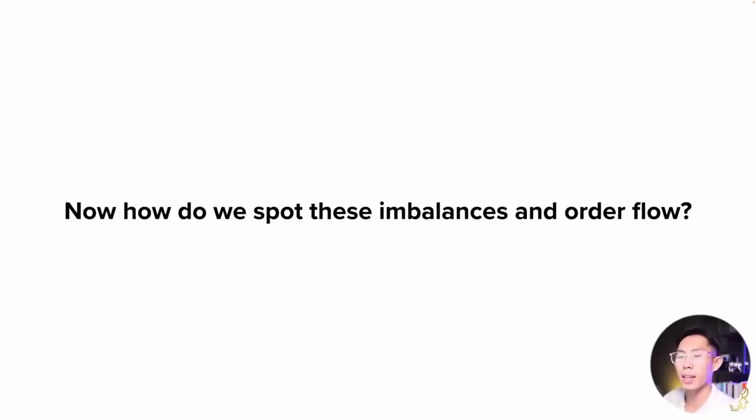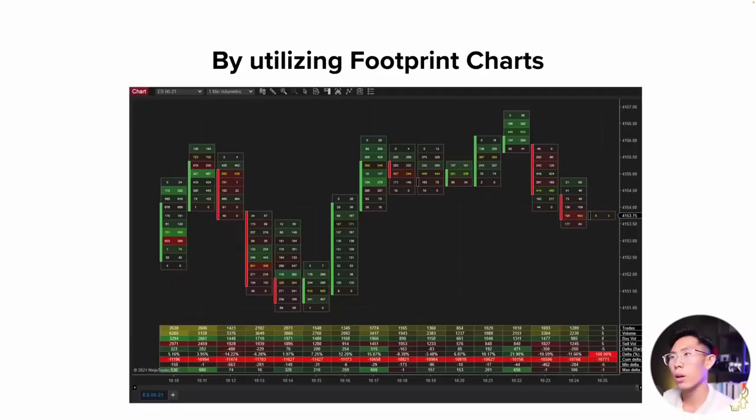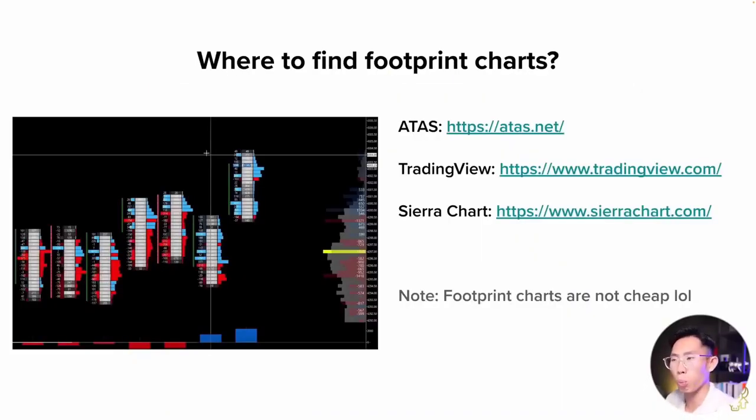Now, how do we spot these imbalances in order flow? By utilizing footprint charts. And that's what we're going to talk about next. So where do you actually find footprint charts?